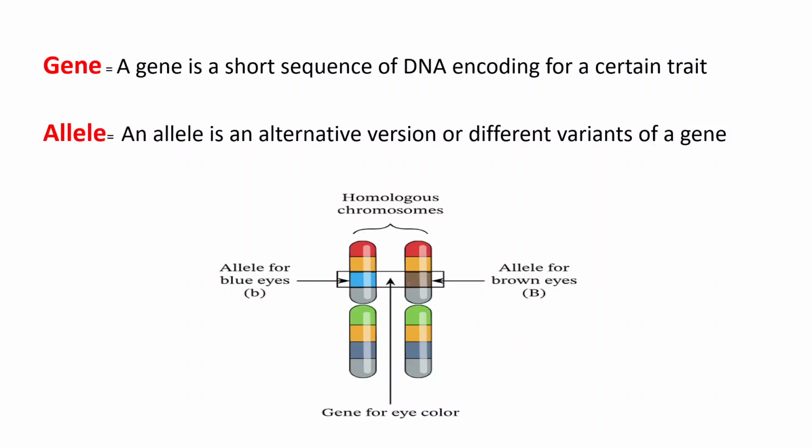Suppose this is the homologous chromosome. Homologous chromosomes are very much similar to each other, not identical but similar. Suppose we are talking about eye color. Eye color is a certain kind of trait. This trait or character is encoded by a gene.